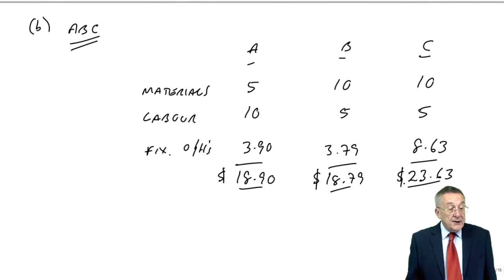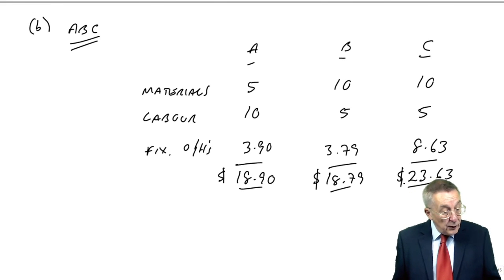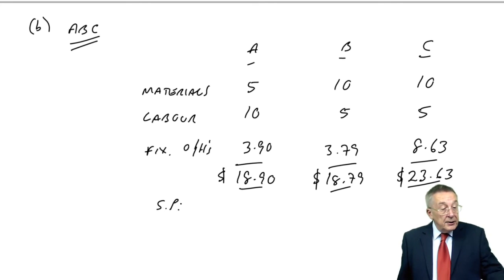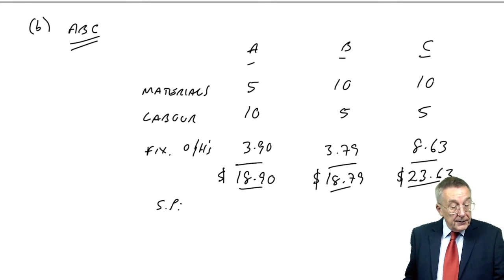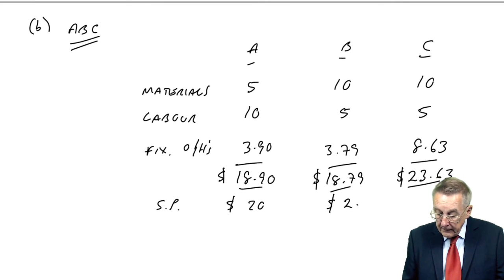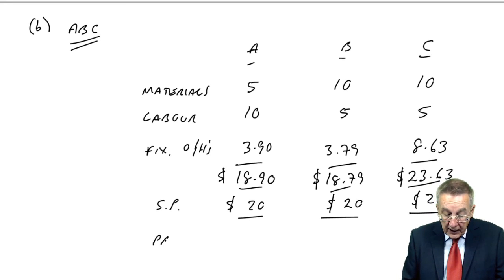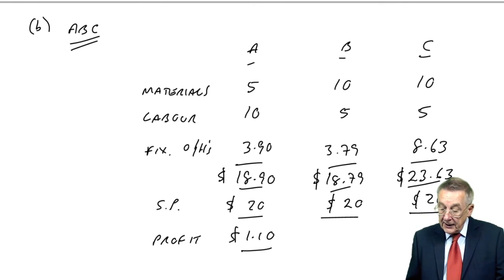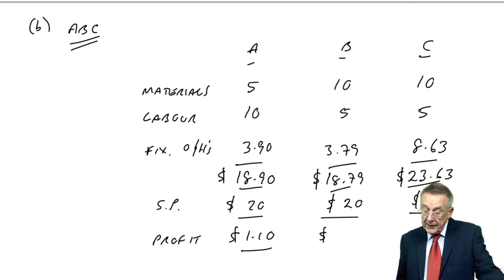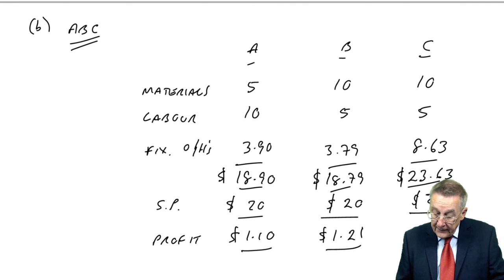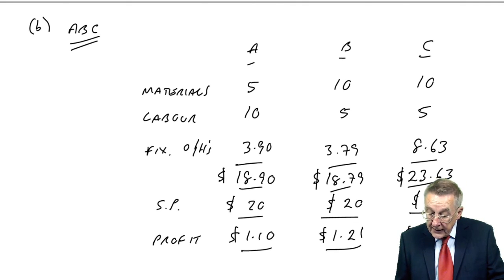If we were only asked for the costs, that would be it, but it does say the cost and therefore the profit per unit. Well, no mention of the selling prices being different. They were told us in the first table, the selling price per unit is $20 for each of them. And so on this approach, A's making a profit of $1.10 per unit. B's making a profit of $1.21. And C is making a loss of $3.63.